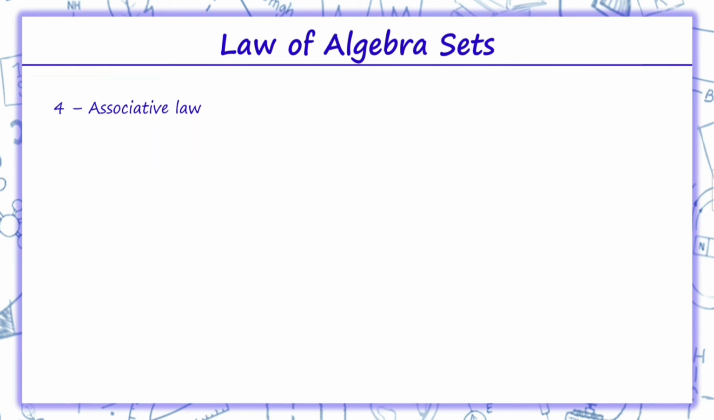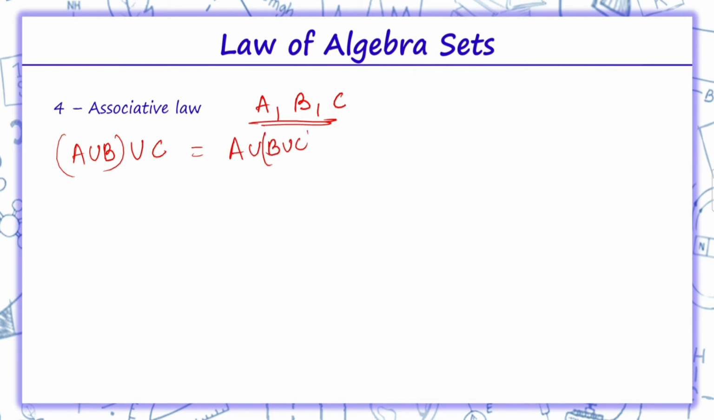Coming on to the next law, which is the associative law. Again we have three sets A, B, C. So A union (B union C) can be written as (A union B) union C, or the same is the case with intersection: A intersection (B intersection C) can be written as (A intersection B) intersection C. Again the same procedure will apply over here.